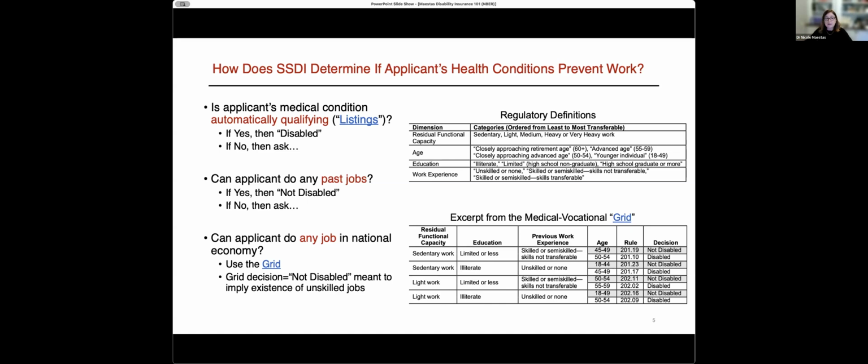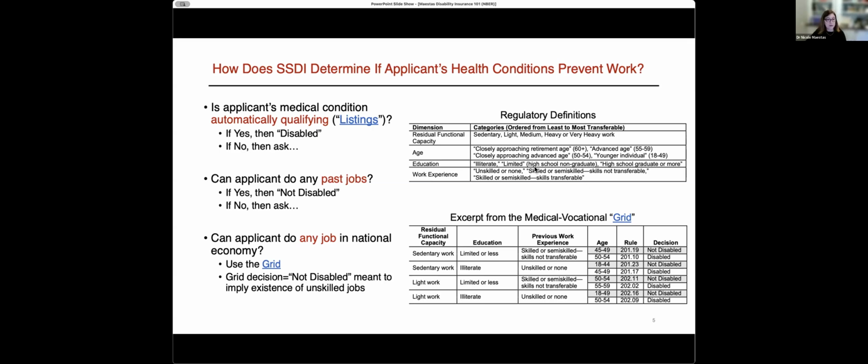Then the next question, suppose you don't have a medical condition on the list. An example of something that's actually on the list would be Crohn's disease with complications. That's on the listings, and there might be some additional specifications for what they mean by complications, but that's an example. So if you have regular Crohn's disease and you don't have complications, then you're not on the list. And the next question will be, can you do any of the past jobs you've held?